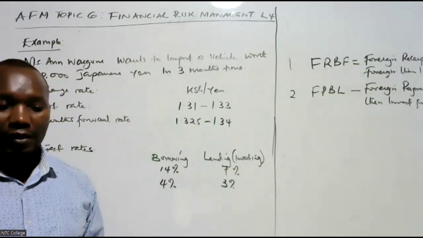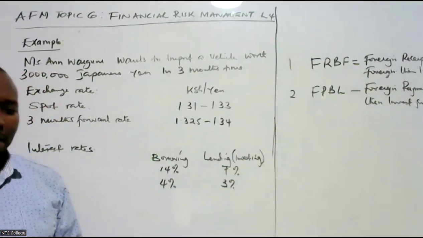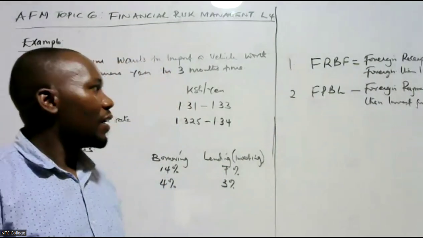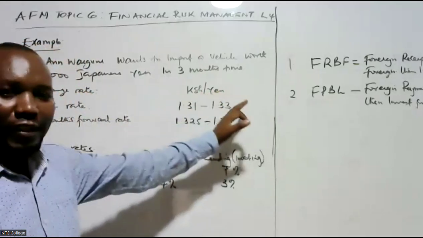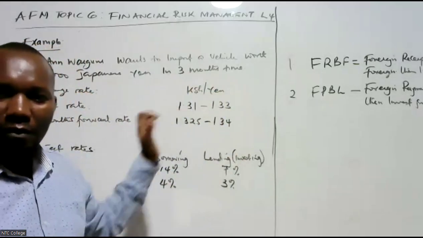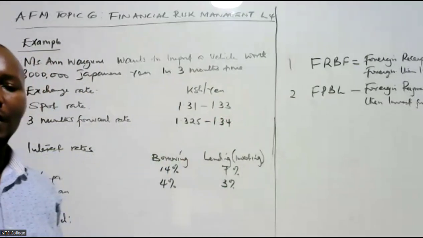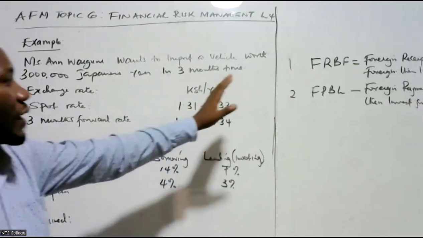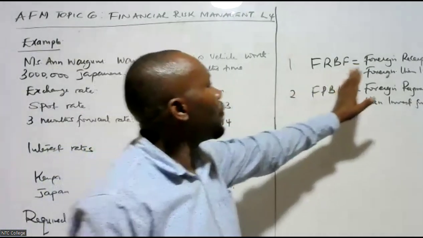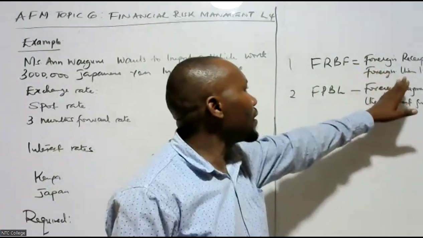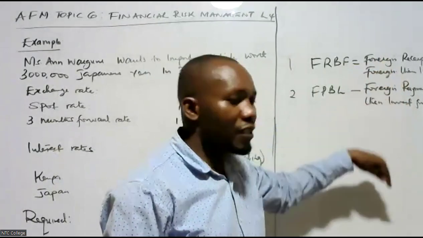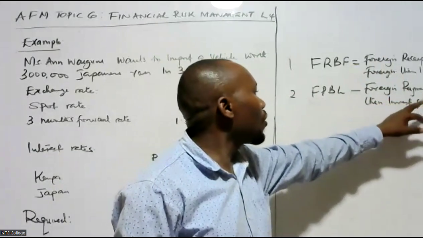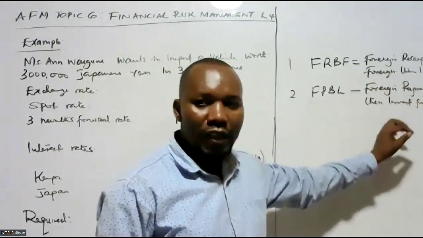Forward contract, you know the rules. Number one, in forward contract, you need to ask yourself, what is the role of the bank? Whether it is payment or receipt, you need to ask yourself, what is the role of the bank? Once you know the role of the bank, then from there you can proceed. In money market, you need to understand this. For foreign receipts, you borrow foreign, then invest local. For foreign payments, you borrow local, then invest in foreign land.